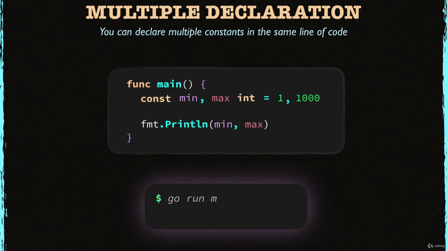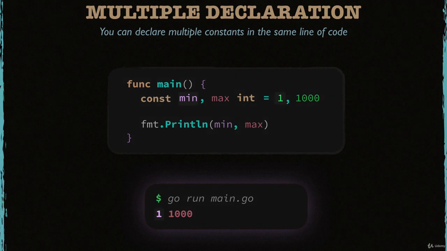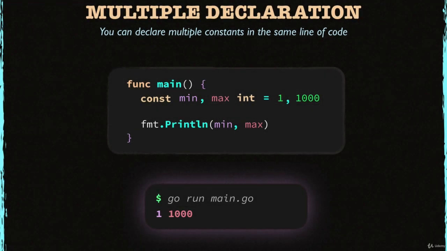Okay, time to run it. As you can see, it correctly prints 1 and 1000. 1 for the min constant, 1000 for the max constant. Multiple constant declaration syntax looks very similar to the multiple variable declaration syntax, right? The only difference is in the const keyword.